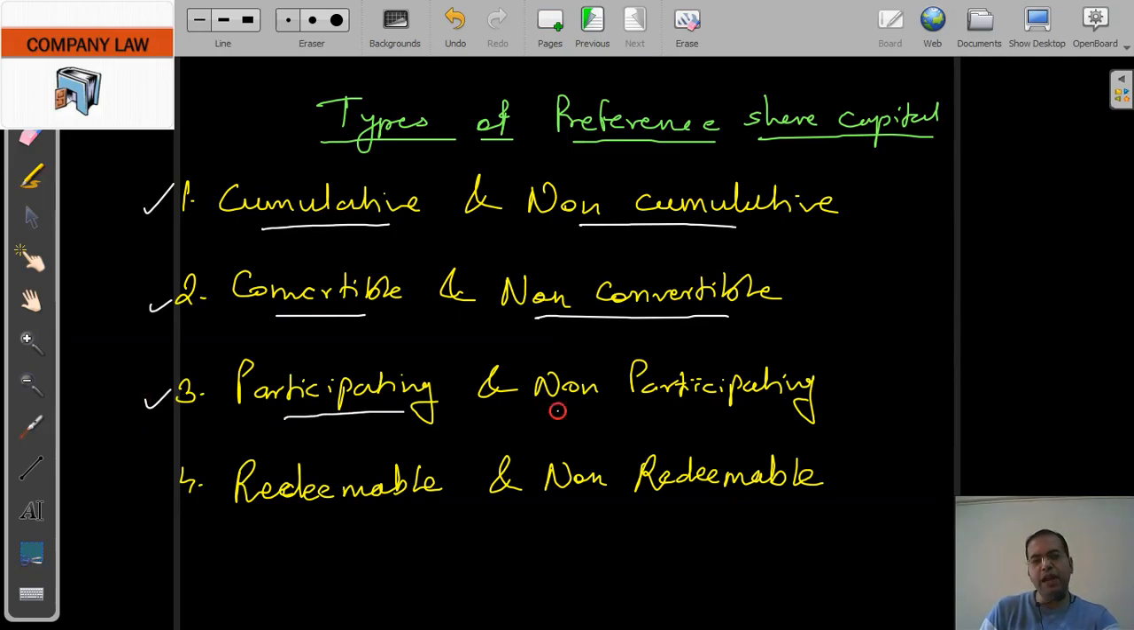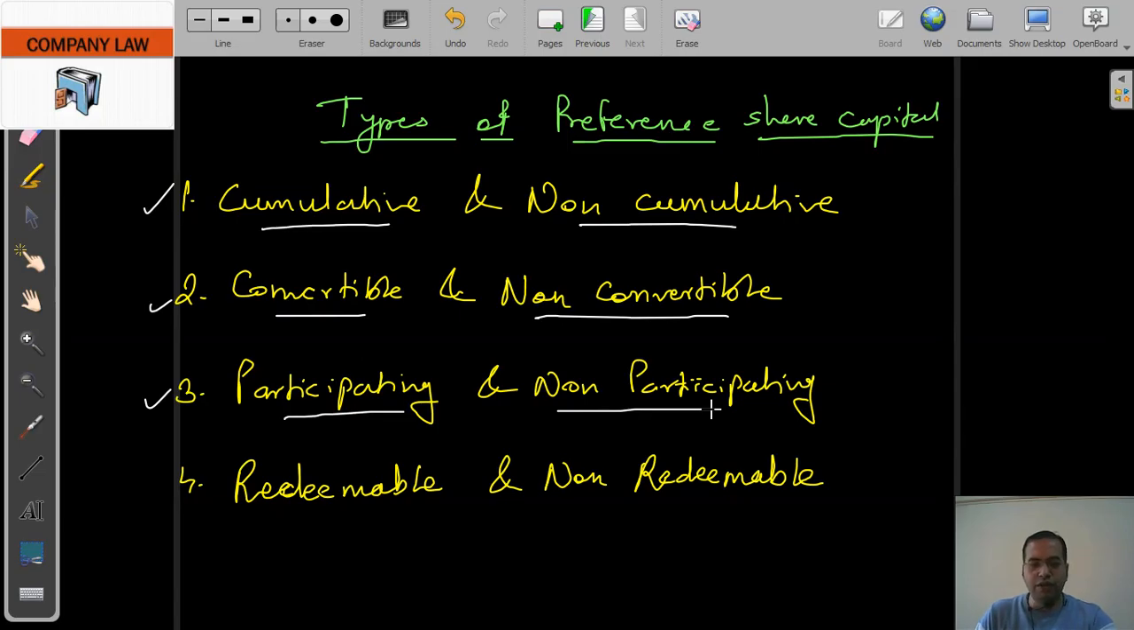So that was participating and non-participating. What is meant by redeemable? Redemption is a very important right for preference shareholders, because when a shareholder is purchasing preference shares, he should get a right to redeem them later. Redeemable preference shares have a maturity date on which the company shall repay the capital amount to the preference shareholders. The paying back of the capital is called redemption. So when a company pays back the money to the shareholder, it is called redemption.